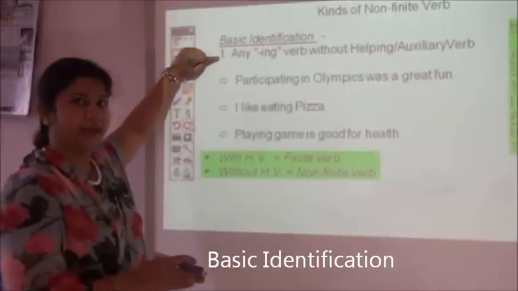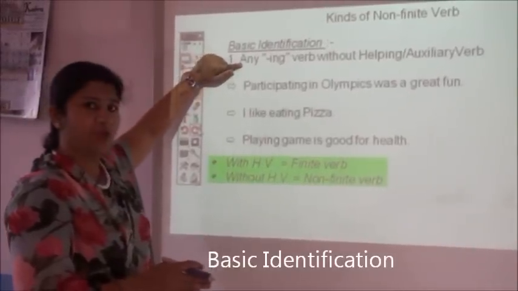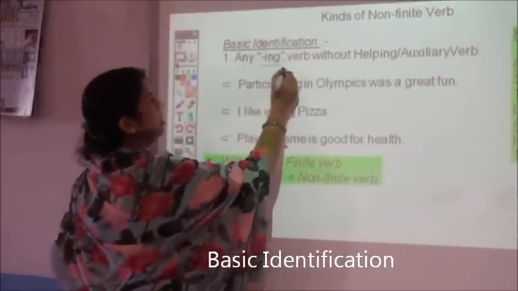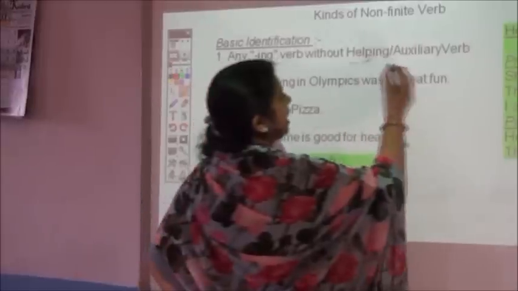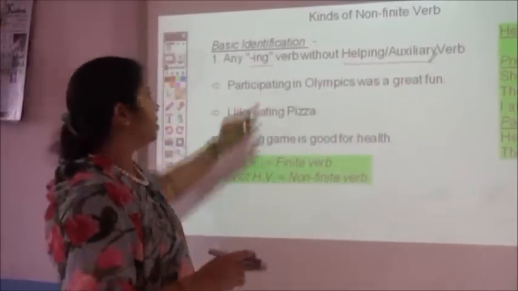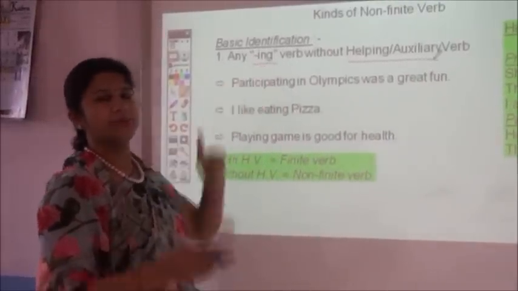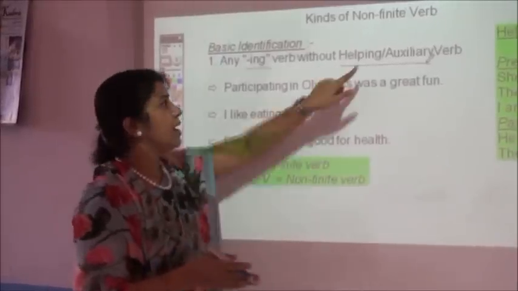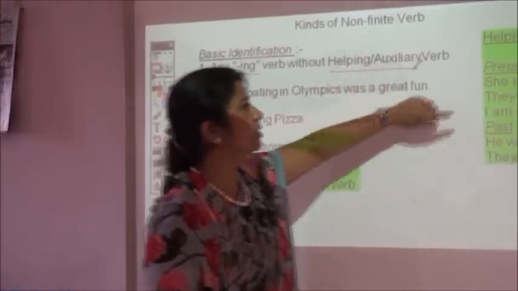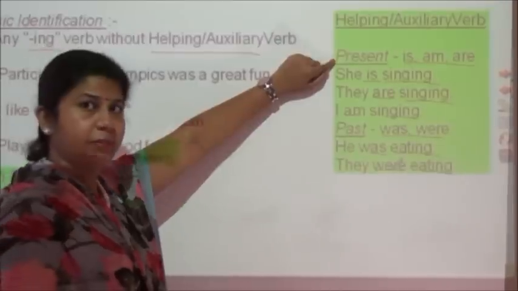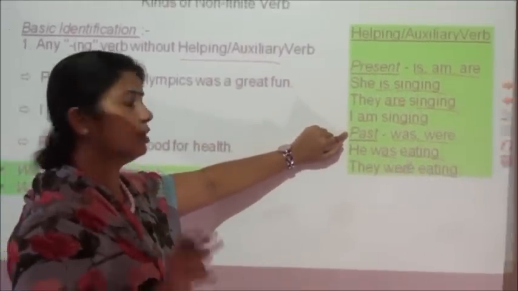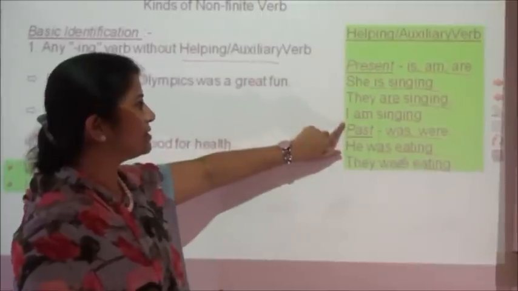My first basic identification: any ing verb without a helping or auxiliary verb. Which is an ing verb? That means dancing, cooking, helping. These are all ing verbs. And the helping or auxiliary verbs, see here: for present tense is, am, are, and for past tense was and were are helping verbs. Okay. Now see the sentences here.